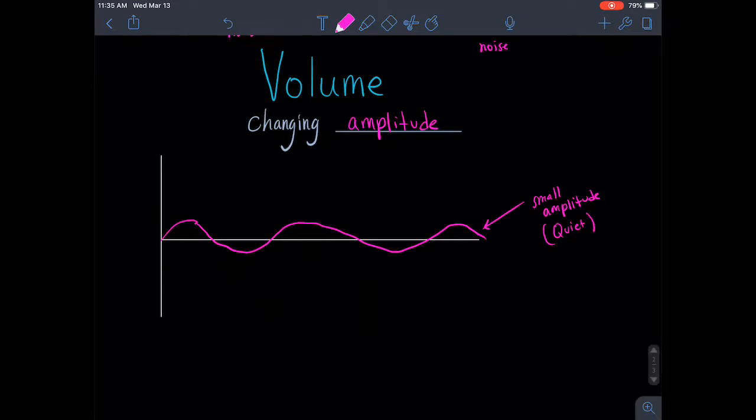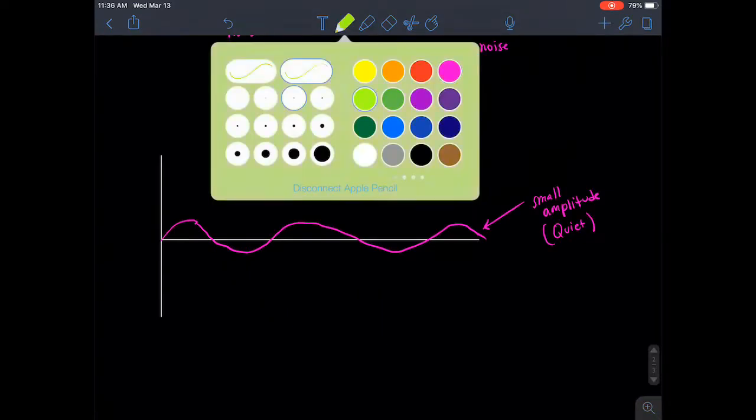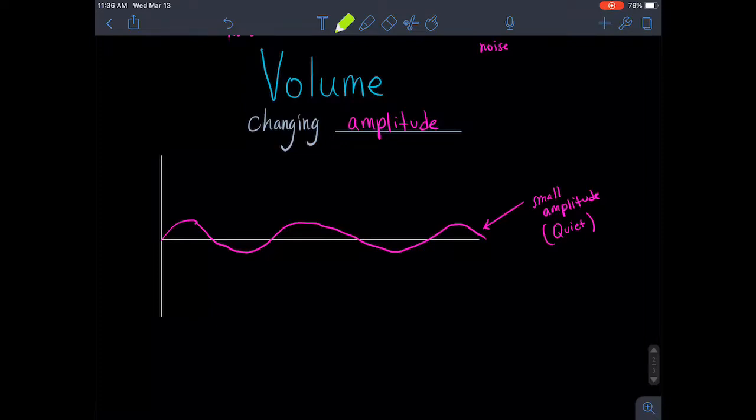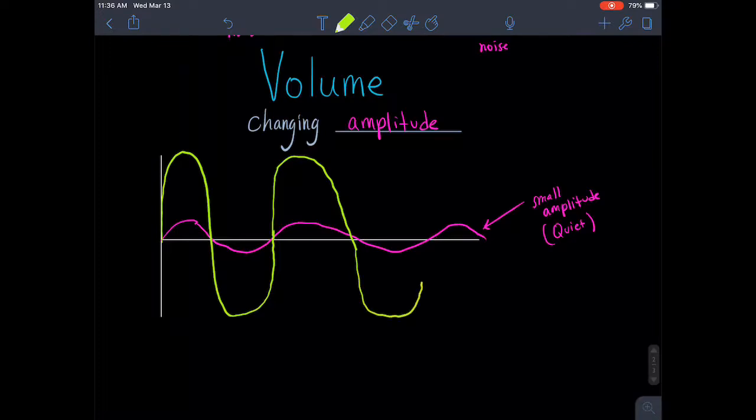That's a quiet wave. But if I wanted to increase the volume, because you can't hear me, what I would have to do is I would have to increase the amplitude. Now please note that I'm not changing the wavelength. The length of the wave from crest to crest is about the same. It's just the height that the wave is traveling. So now we have, in the green here, we'll call it a high amplitude. And this is a loud noise. There you go. So if you change the amplitude, you're going to end up changing the volume.